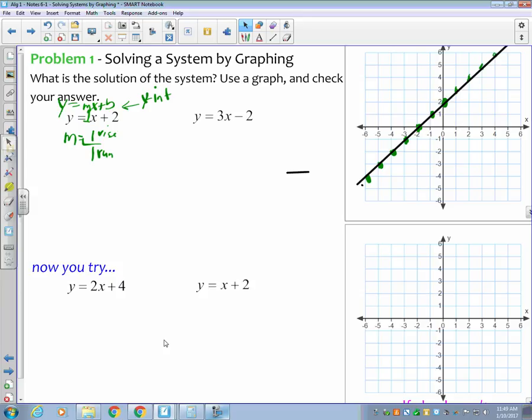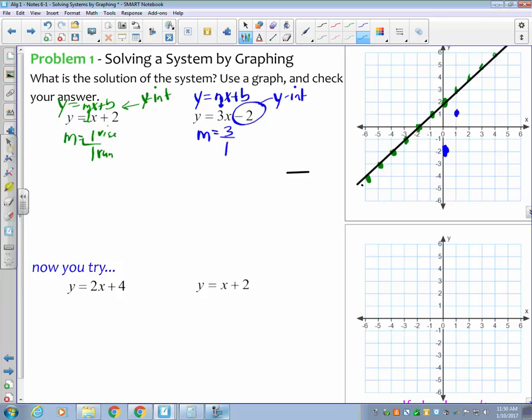Okay, so the next line, we do the same thing, y equals mx plus b. We identify that m is equal to 3. Whole numbers we put over 1. And the b is negative 2. So on my y-axis, I'm going to go to negative 2. And I'm going to go up 3 over 1, up 3 over 1, and I just say, thank goodness, it goes through the same point right here. Okay, we're going to, once again, get a straight line.